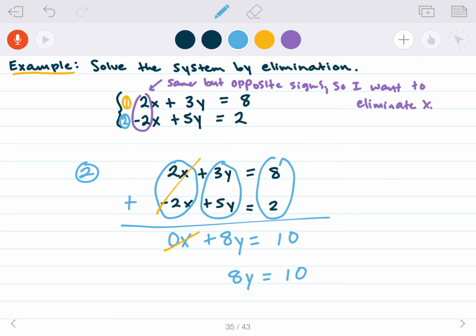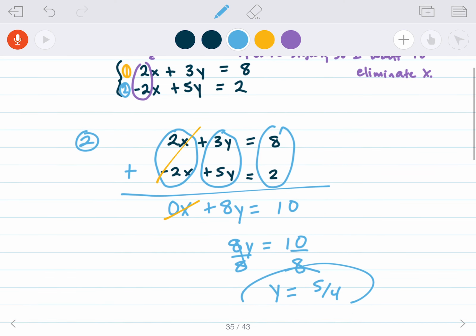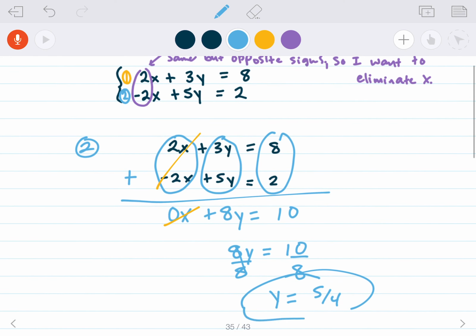And to isolate y, I can divide both sides by 8 and simplify. If I divide 10 over 8 by 2, top and bottom, I get 5/4. So that's that. And then x, I can just plug y into either of the equations to get x.